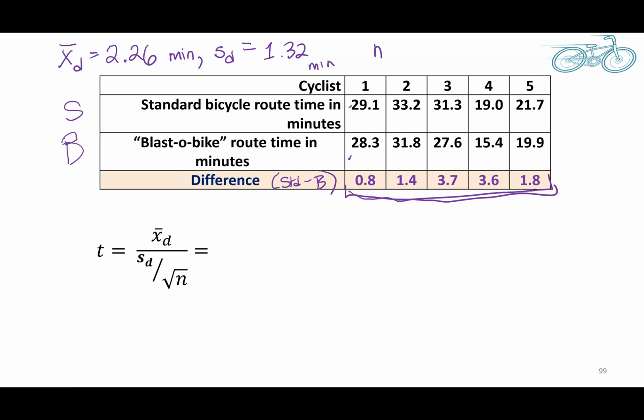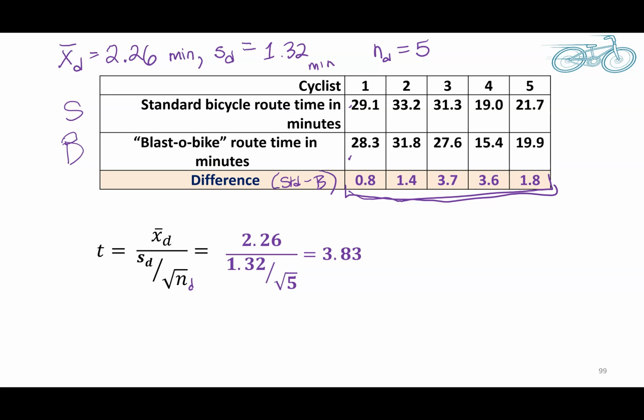And then n D, my number of pairs, that's just 5. So I have everything I need to plug in here. I'm only really subtracting 0, that's the null difference, so I don't really need to subtract that 0 there. So 2.26 divided by 1.32 divided by square root of 5.